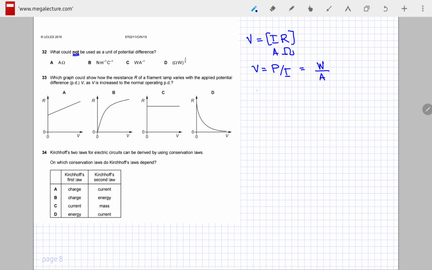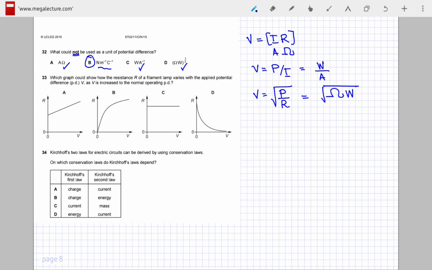And then we can also have potential difference V is equal to square root of P over R, right? And this gives me units of ohms watt raised to power. Now we have ampere ohms, right? So this one is true. We have watts per ampere, so this is true, and this is also true. What about this one? So this is not true, so this cannot be used as a unit of potential difference, so this is the correct option.